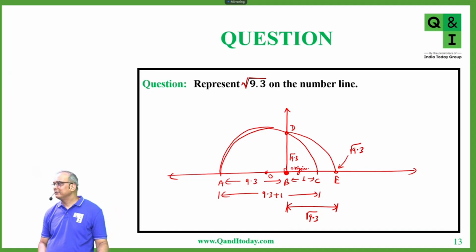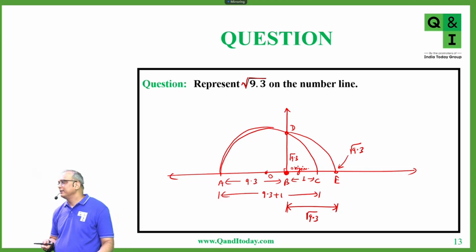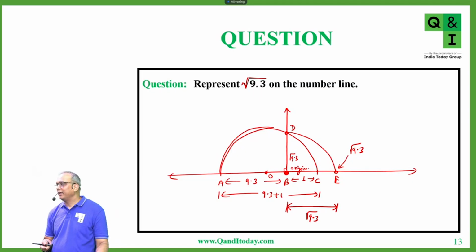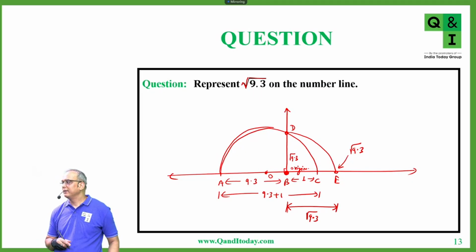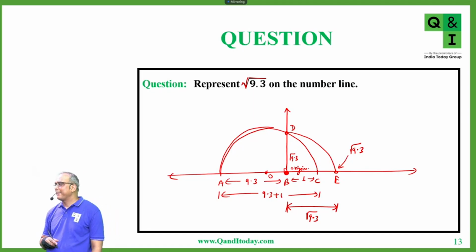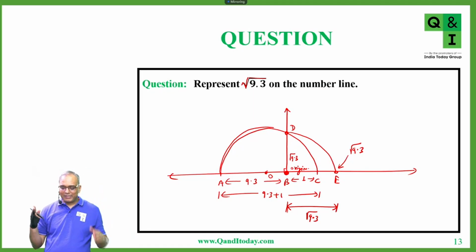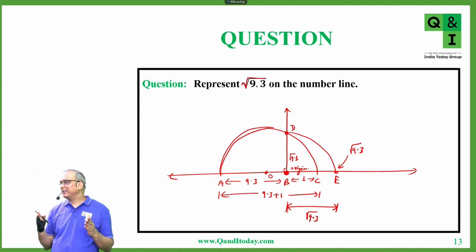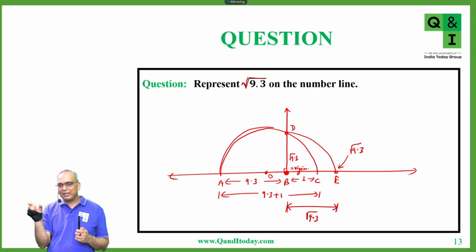Is this clear? I'm talking about square root of 9.3 and not 9.3. Representing 9.3 means you have to measure it by scale, 9.3 on the number line, and then measure one unit on the scale again on the number line from B to C.